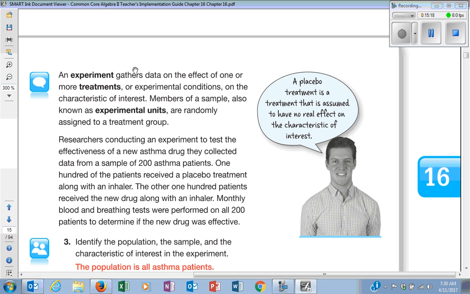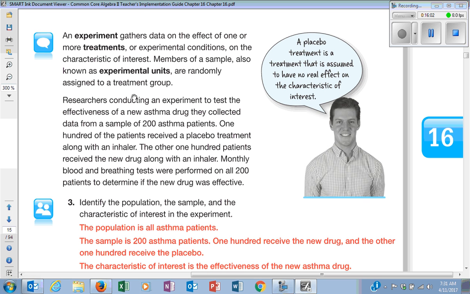An experiment gathers data on the effect of one or more treatments or experimental conditions on the characteristic of interest. Members of a sample, also known as experimental units, that's all you're known as, just an experimental unit, are randomly assigned to a treatment group. This is what my father will be going through, right? This is what he'll be doing. They're going to look at his stuff, they're going to give him this medicine, and they're going to be seeing if the treatment works.